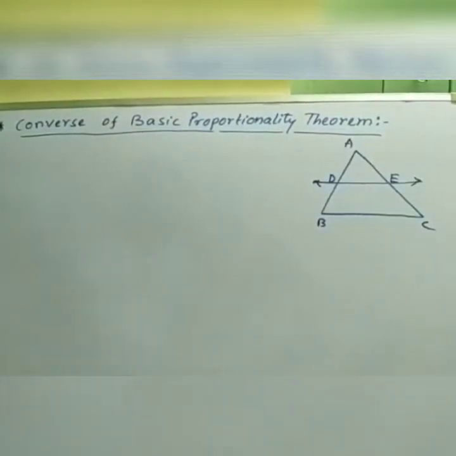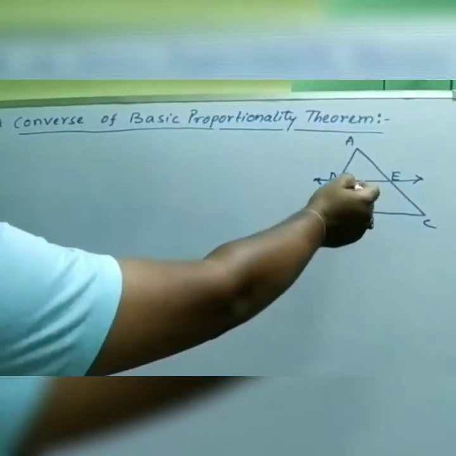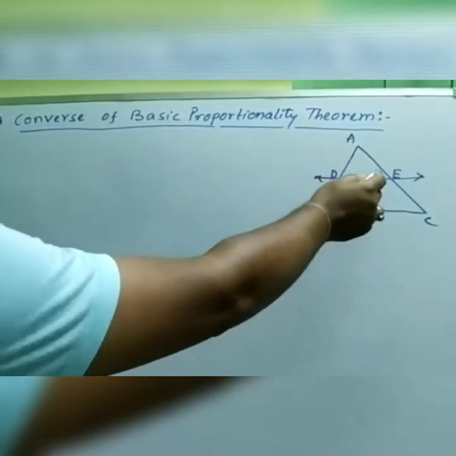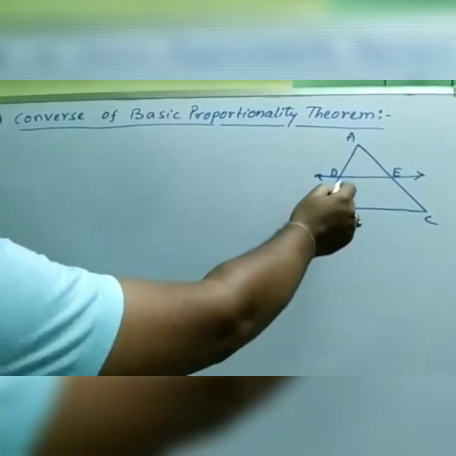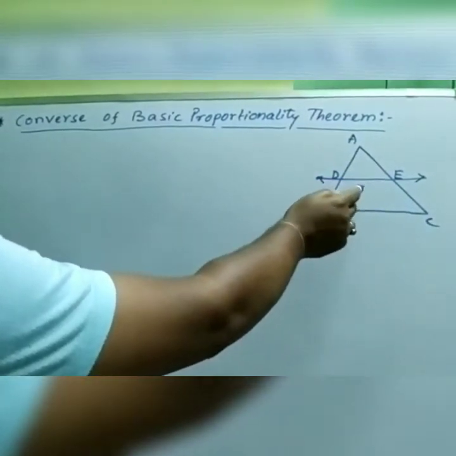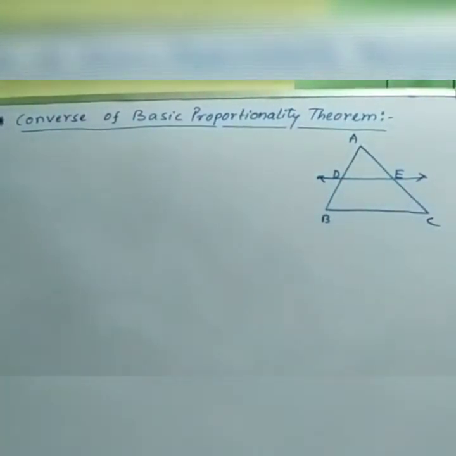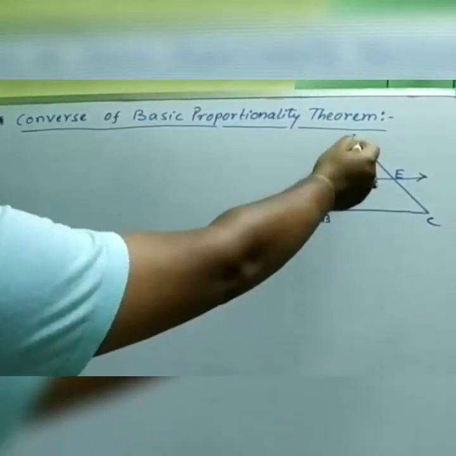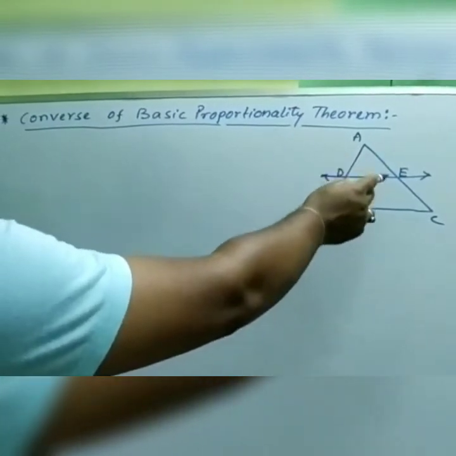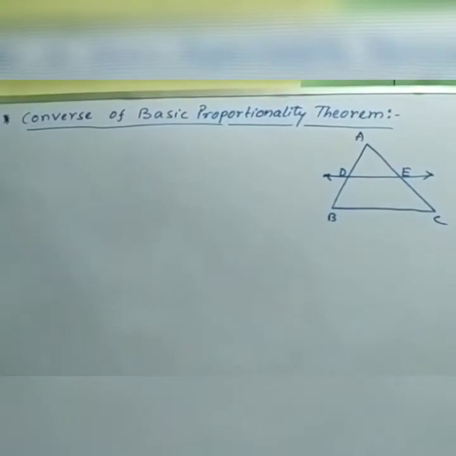So you can see the figure, we have drawn the triangle ABC and the line DE intersecting the two sides AB and AC at D and E, and it divides them in the same ratio, that is AD by DB equals AE by EC. And you need to prove that this line DE is parallel to BC. So line DE intersects the two sides at D and E, with the same ratio AD by DB equals AE by EC, and you need to prove that the line DE is parallel to BC.